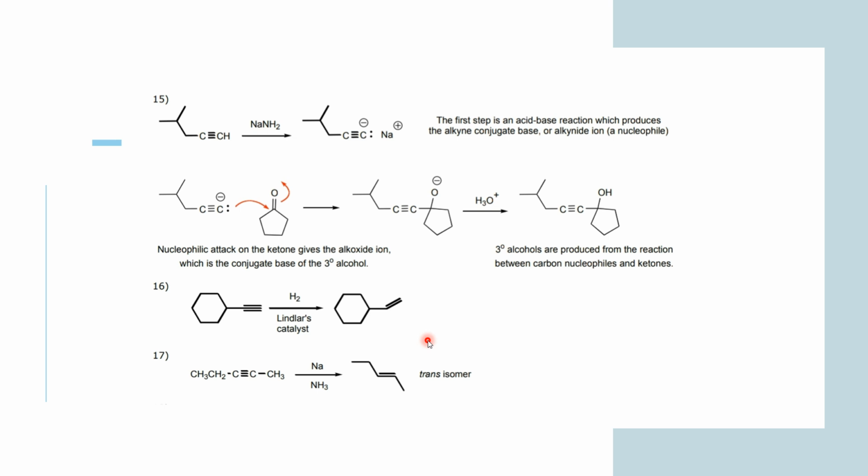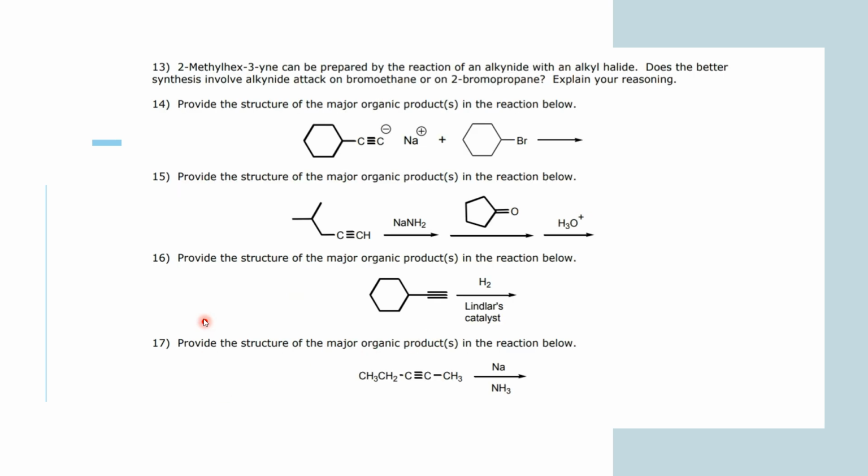So let us move to the next question now. Provide the structure of the major organic product of the reaction below. In last week's tutorial also we saw how hydrogenation of alkenes is carried out in the presence of metal catalysts or Lindlar's catalyst. So for alkynes also the reactions follow the same pathway.